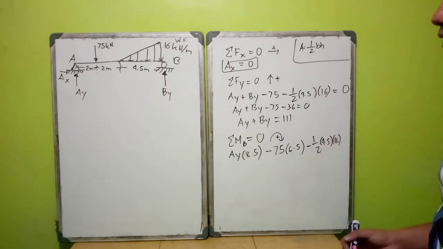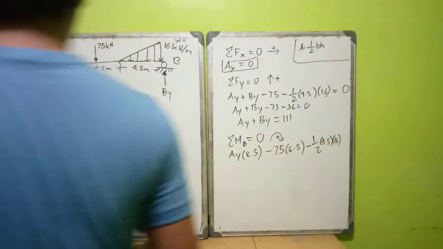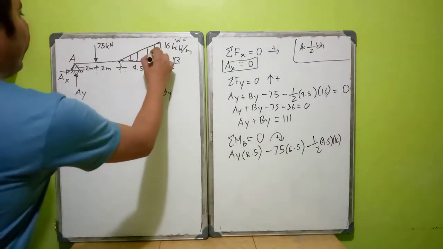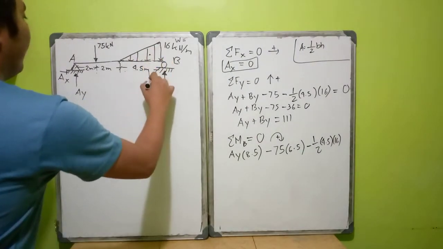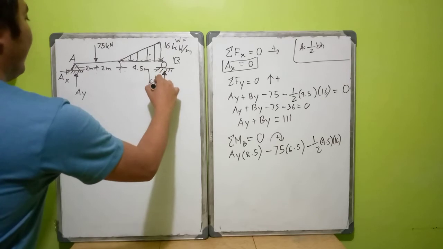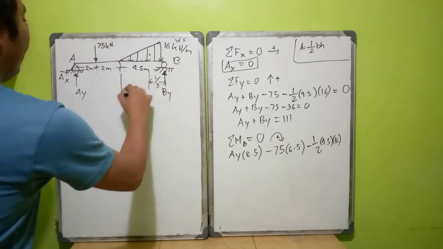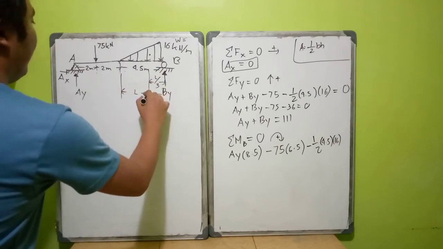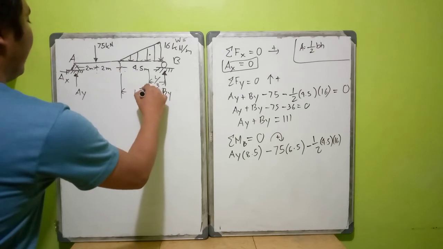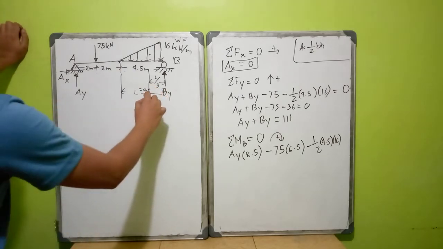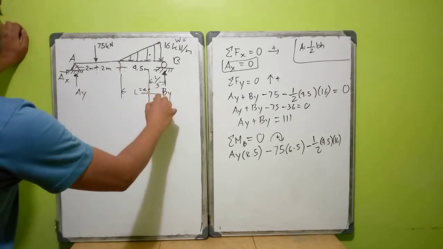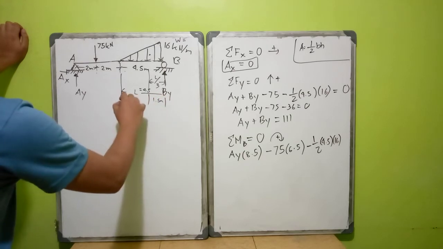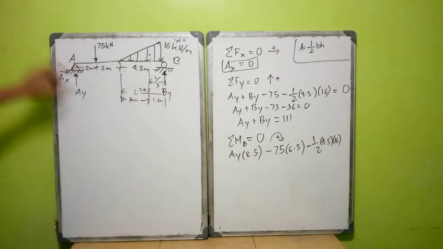Okay, remember always that the centroid of your triangle is L/3 from here. L is 4.5, so your L/3 is 4.5 divided by 3, which is 1.5 meters. So in other words, this is 3 meters and this is 1.5 meters.